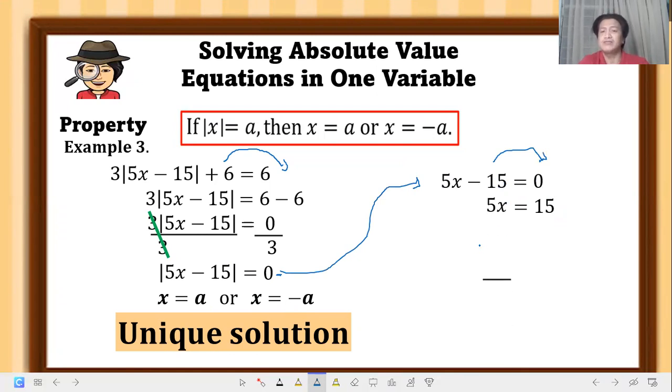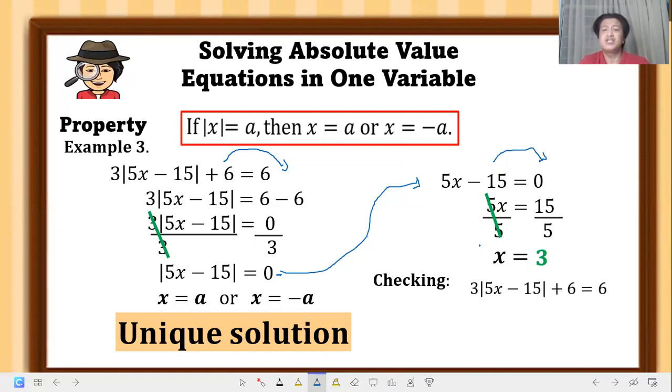Saka mo siya i-divide both sides by 5 para makancel yung 5 ng numerical coefficient. So therefore, cancel yung 5 dyan. What is 15 divided by 5? So that is equal to 3. So yan na agad yung sagot natin. So let's check kung magsasatisfy ba siya doon sa absolute value equation natin. I-replace natin yung 3 doon sa equation.